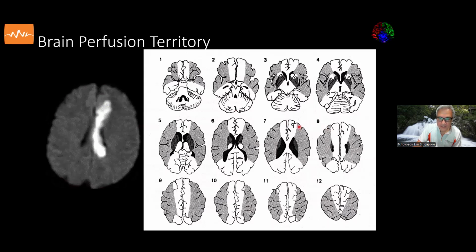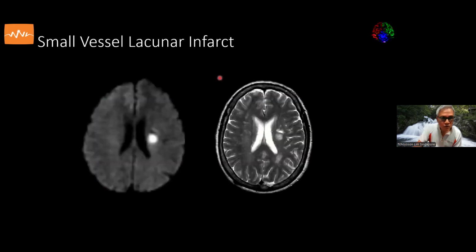So here is our anatomy of the perfusion territory marked in gray for the MCA and in white for the ACA and posterior cerebral artery, also unfortunately in white. So the brain perfusion territory is the anatomy that radiologists use for assessing the extent of infarction.